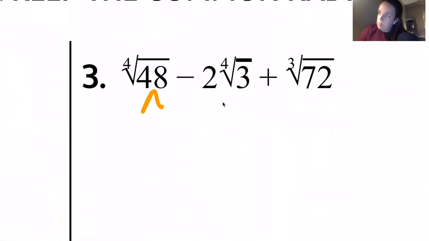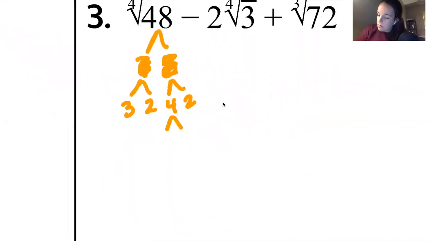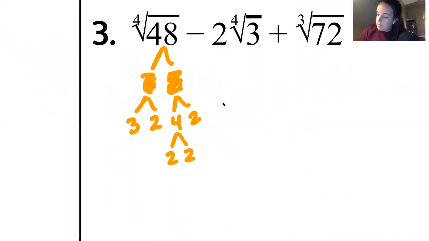48 breaks into, I'll choose 6 and 8 this time. Could have used 24 and 2, could use 12 and 4, whatever, doesn't matter. 3 and 2, this breaks into 4 and 2, both of those have been used up. 4 and 4 break into 2 and 2, 4's been used up.